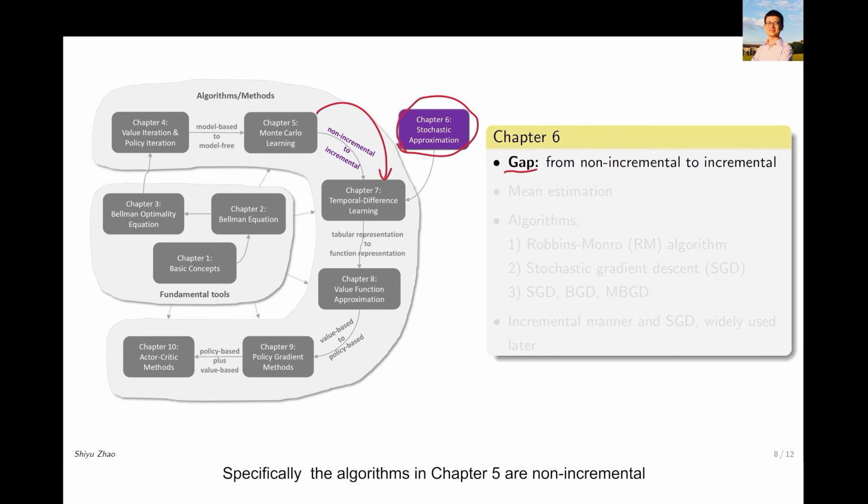Specifically, the algorithms in Chapter 5 are non-incremental, whereas in Chapter 7 they become incremental. For beginners, encountering these algorithms for the first time can be confusing. Questions about why the algorithms are designed this way in the first place and what problems they aim to solve may arise. Therefore, we'll press the pause button here to lay a solid foundation before moving forward.